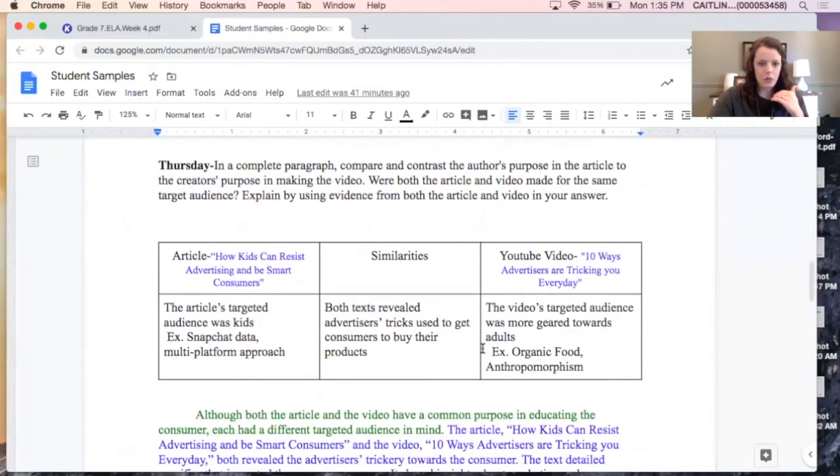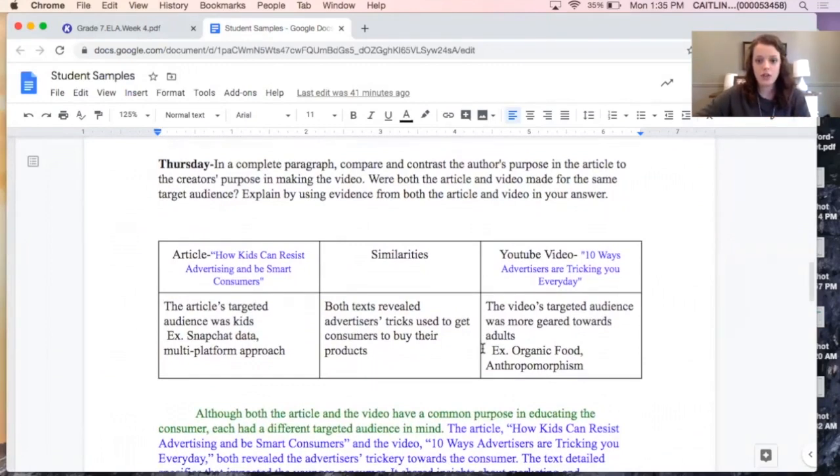Thursday's assignment was to compare and contrast the author's purpose in the article to the creator's purpose in making the video. Were both the article and video made for the same target audience? Explain by using evidence from both the article and video in your answer. For time's sake, this is another one that I'm not going to go all the way through. I will scroll up to the entire paragraph so that if you want to read the whole sample, you can pause the video and read it then.